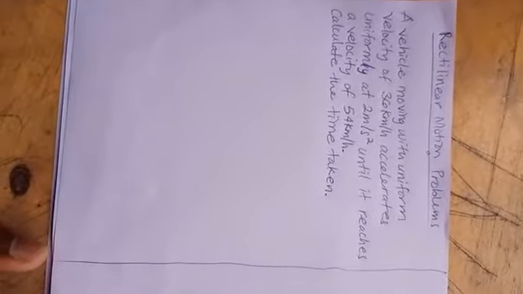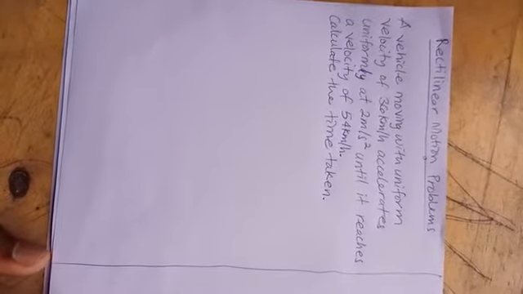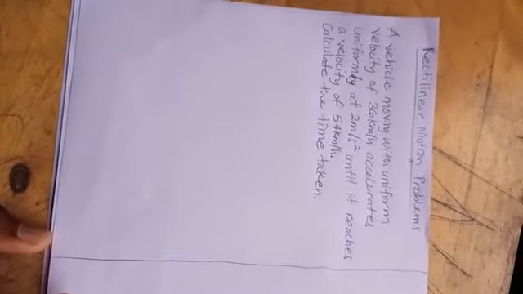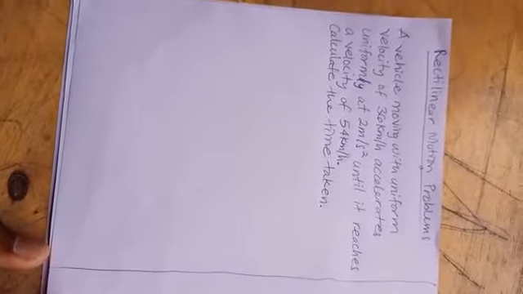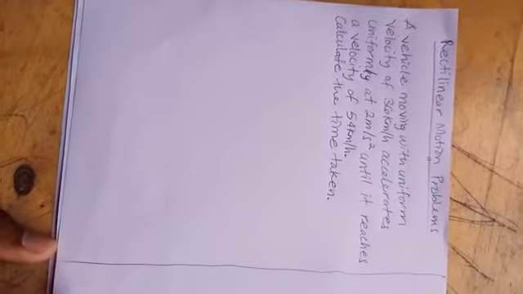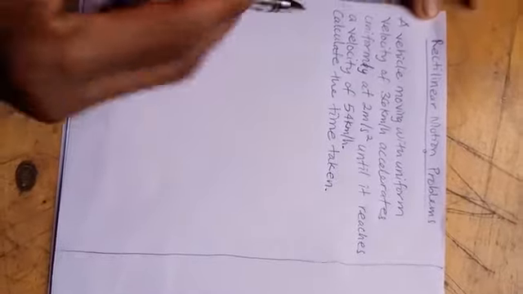In this video, we are going to continue solving problems on rectilinear motion using the three basic equations of motion. Our first problem says a vehicle moving with uniform velocity of 36 km per hour accelerates uniformly at 2 meters per second square until it reaches a velocity of 54 km per hour. Calculate the time taken. First, let's analyze the motion problem by beginning with our data.